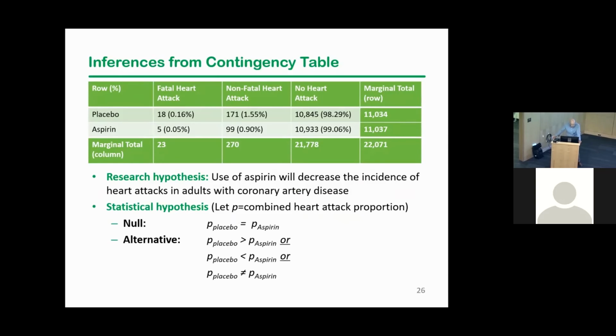It could be one directional, where the placebo is better or worse than aspirin, or it could be bidirectional, where placebo and aspirin are just different from each other. Most of the time, we're testing that bottom one, that placebo and aspirin are different from each other, unless you are specifically looking at a one-directional hypothesis, usually in a clinical trial setting.